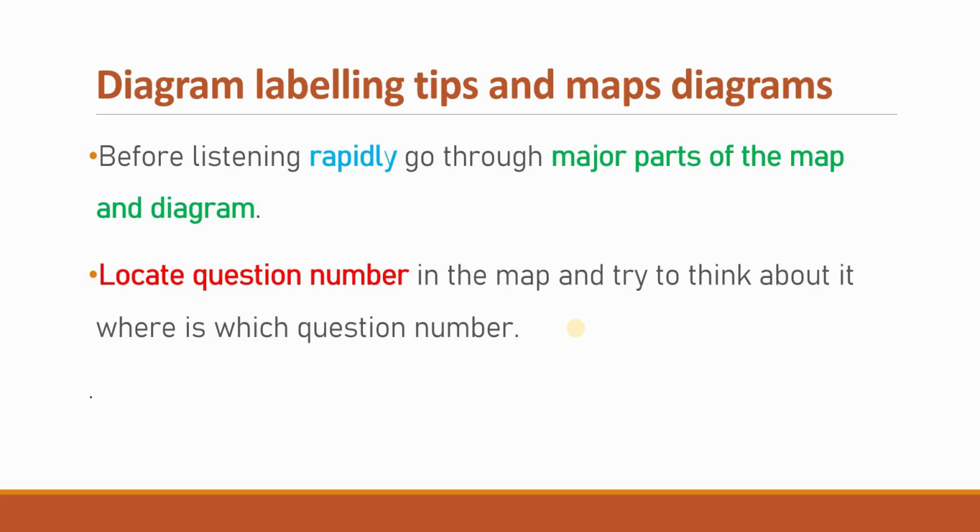You have to locate the question numbers in the map and think about where each question number is. The question numbers in the map or diagram are not in order and are distributed randomly, so you have to find out where each one is. Let's suppose the first question is in the upper section, number 3 is at the bottom, number 2 is on the left, and number 4 is on the right. So you will be familiar with where each question number is, and you will answer accordingly.